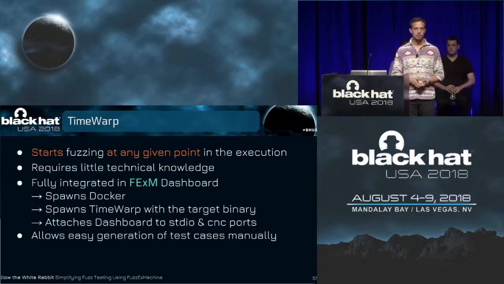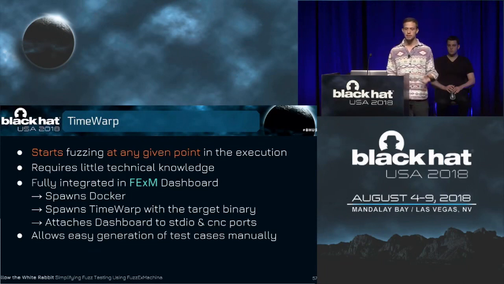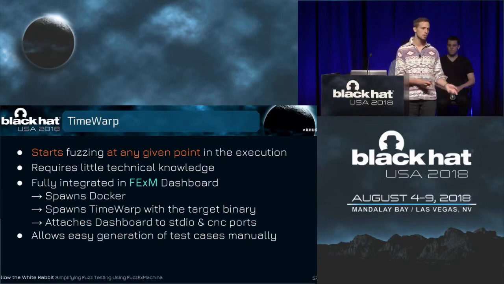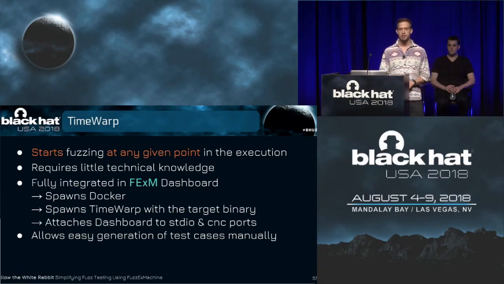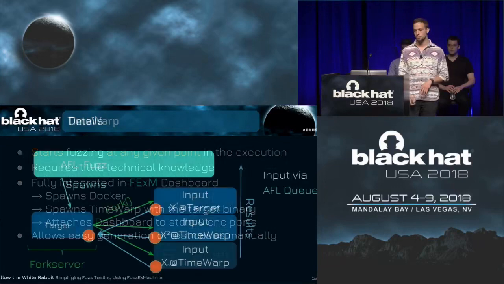So, time warp mode. As I just said, it can start fuzzing at any point. So it will spin up the fork server, I'll go into that in a bit, at any given point in the program. It requires little technical knowledge, and it's fully integrated with FexSim. It's shown in the dashboard whenever FexSim feels that there's a need for it. So it's like, I'm not sure if I inferred this correctly, maybe you want to have a look at it yourself. And then you can choose if the binary is interesting or not, and most of them probably are not. And then it'll generate test cases when you use the binary.